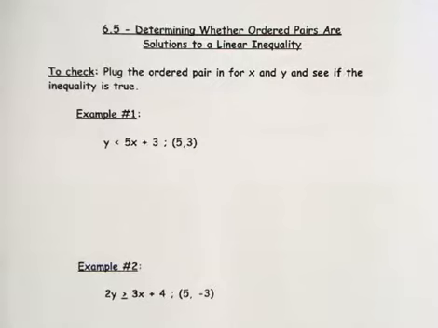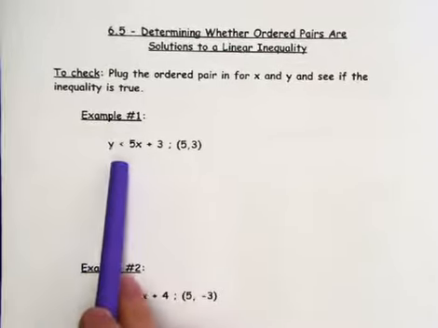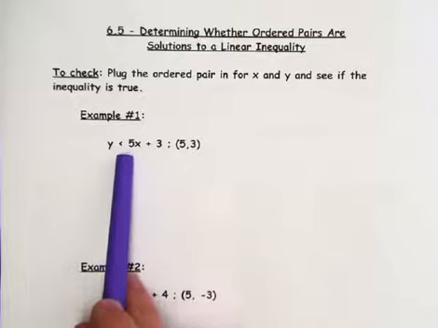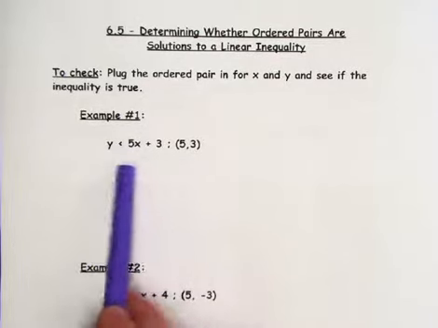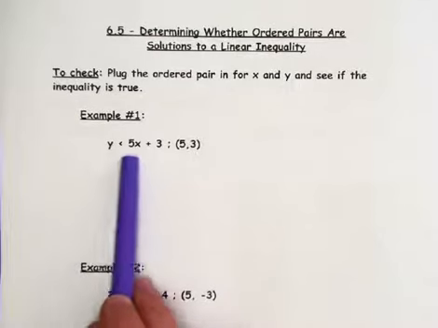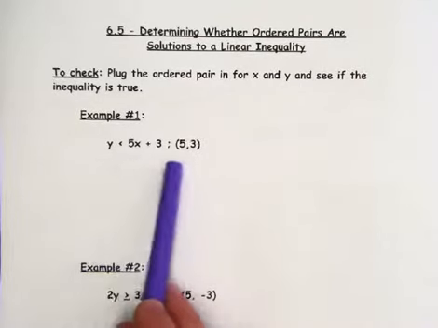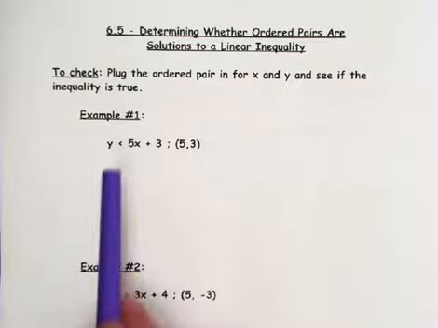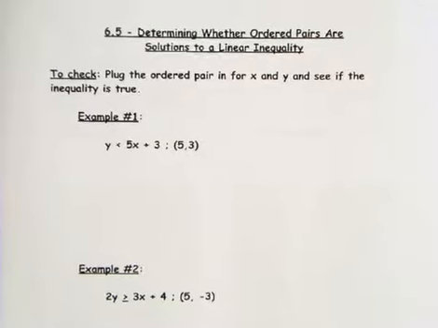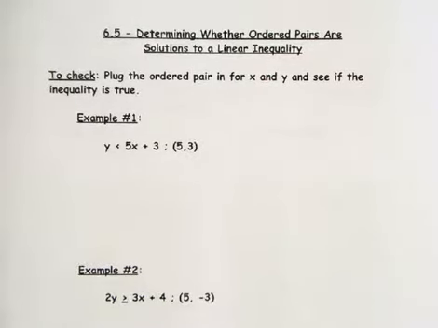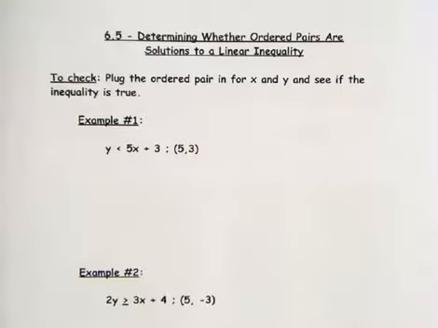So before we do that, we have to think about what a linear inequality is, okay? A linear inequality is an inequality. That means it has a less than, greater than, less than or equal to, or greater than or equal to sign, right? Instead of equal. And it's of a line. So here we have y is greater than 5x plus 3. This is like y equals mx plus b, but instead of an equal sign, we have a greater than or less than symbol, okay? So the first thing we're going to do is investigate how we can determine whether ordered pairs are solutions to a linear inequality.